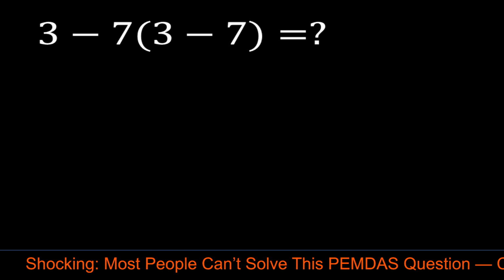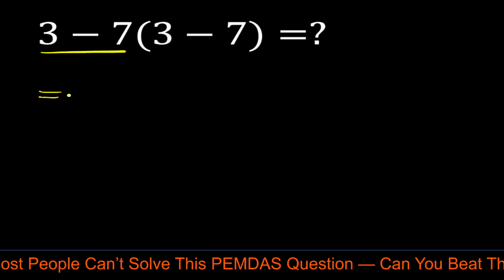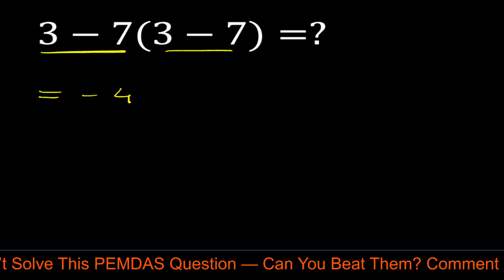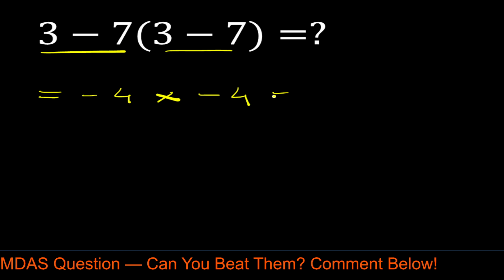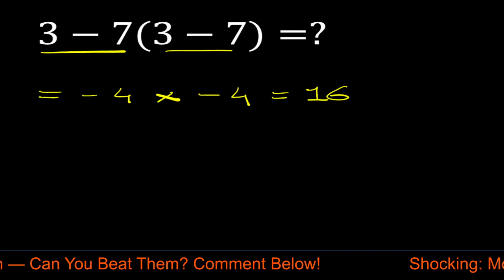So most people solve this question like 3 minus 7. So 3 minus 7 is equal to minus 4. Then again 3 minus 7. So 3 minus 7 is also equal to minus 4, right? Now minus 4 times minus 4 is equal to 16, right? But this answer is not correct.